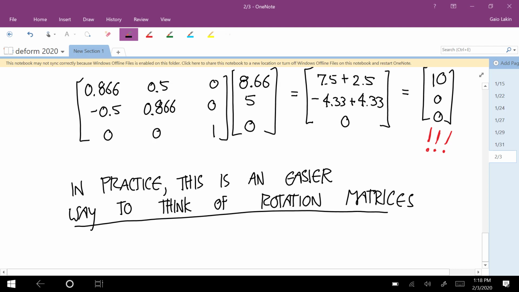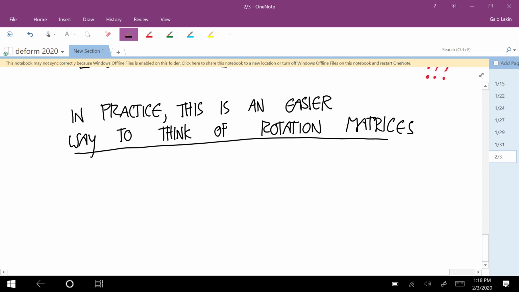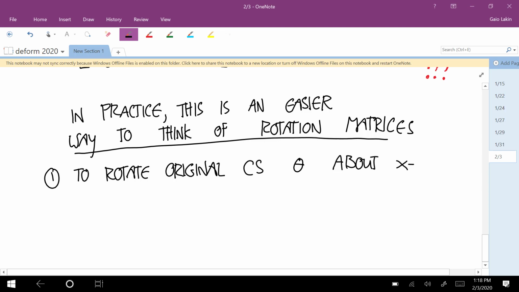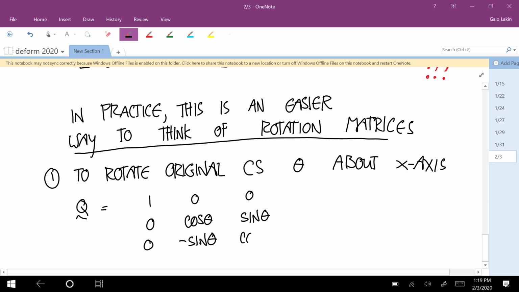Okay, so first, to rotate the original coordinate system an angle theta about the x-axis, your rotation matrix is 1, 0, 0, 0, cosine theta, sine theta, 0, negative sine theta, cosine theta.